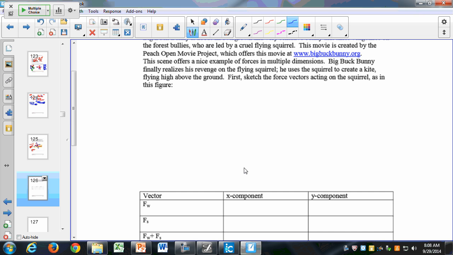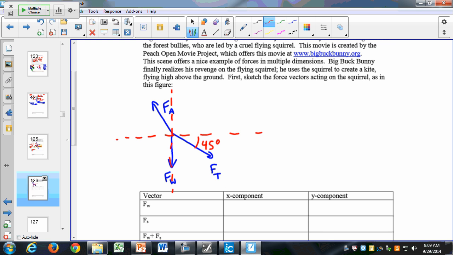Okay, so I'm going to redraw my little vector diagram here. I had FA, which I want to know. FW was straight down, and FT was off there. I'm going to draw my X and Y axes, and I estimated this angle to be about 45 degrees, just from looking at it. So that's the scenario that we have. We said that Ft is equal to 10 newtons, and Fw is also 10 newtons. And so I want to find now what is Fa.